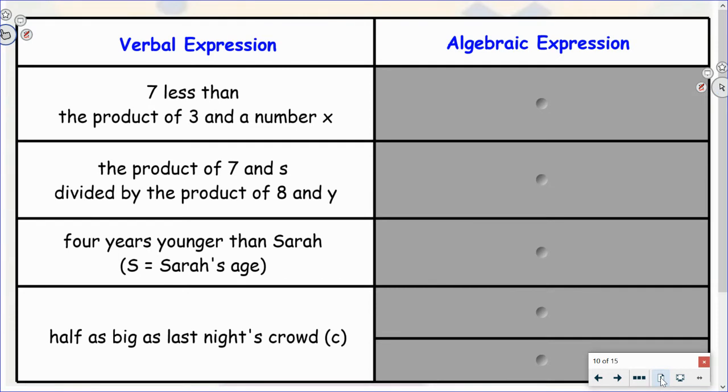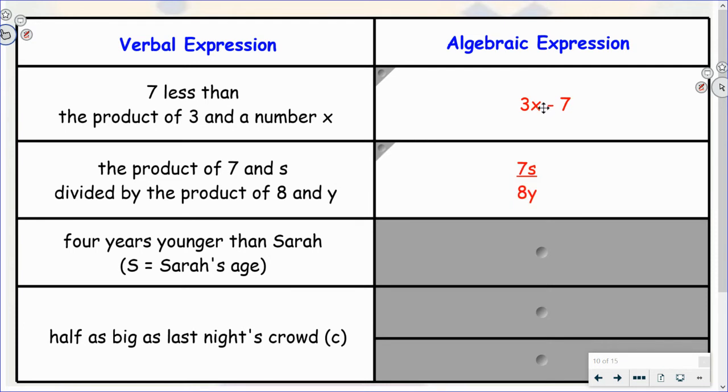A couple examples to show you here. 7 less than the product of 3 and number x. Okay, what do we start with? We start with 3x, and then we subtract 7. The product of 7 and s divided by the product of 8 and y. Okay, what do we start with? We start with the product, 7 times s. Then what happens? We divide. What do we divide by? 8y, a product of 8 and y.